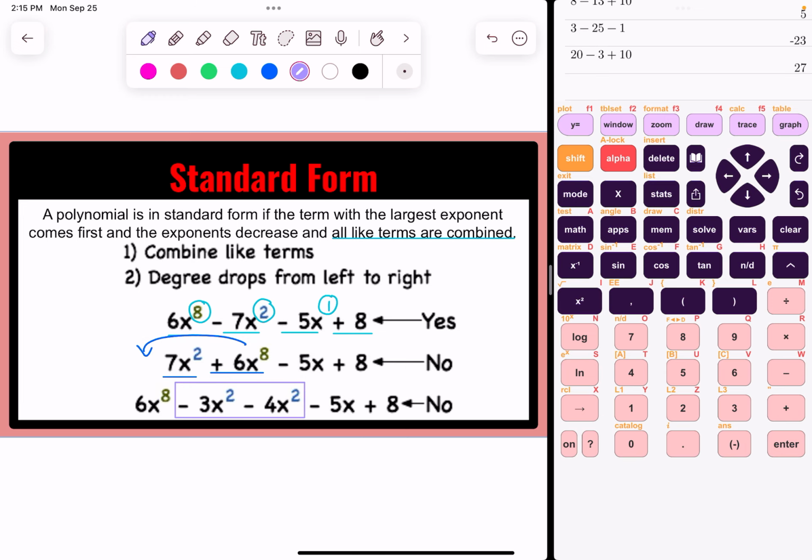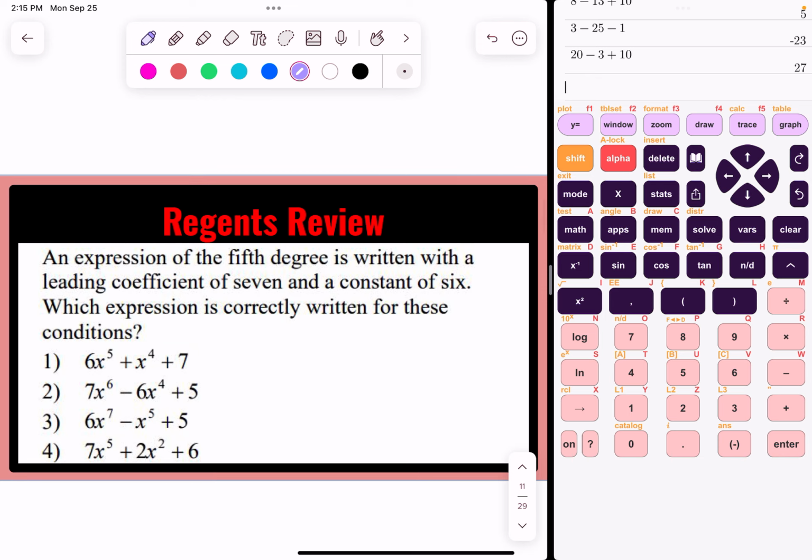All right, so let's look at this Regents question. An expression of the fifth degree. Okay, fifth degree means my highest exponent is going to be 5. Is written with a leading coefficient of 7. That means the number in front of the x to the fifth is going to be 7. Because leading coefficient means your highest exponent, which is whatever the degree is, and here the degree is 5, the leading coefficient would come in front of that. And a constant of 6 means I'm going to have a plus 6. The number alone is going to be a 6. Well, the only one I see that for is choice 4, which does have the 7x to the fifth. And that is written in standard form, so we are good.